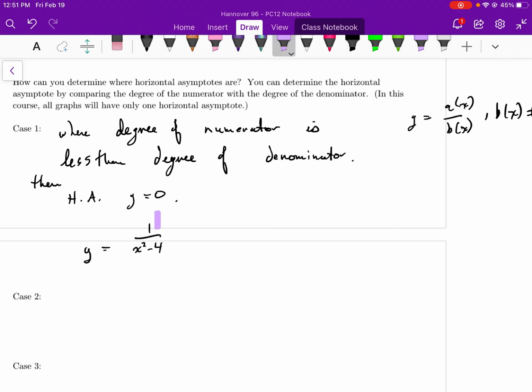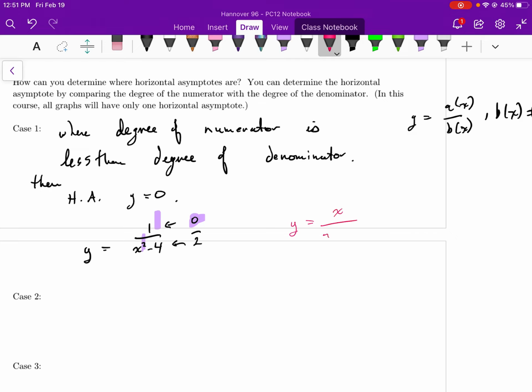Now what really matters is we look at the degree of the numerator and the degree of the denominator. Recall that degree is simply the highest exponent above the variable. The degree of the numerator, or of any constant, is 0. The degree of the denominator has an exponent of 2. So the degree of the numerator is less than the degree of the denominator, and therefore we have a horizontal asymptote of y is equal to 0.